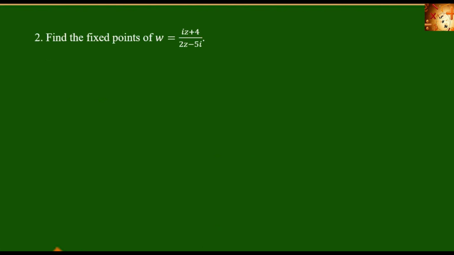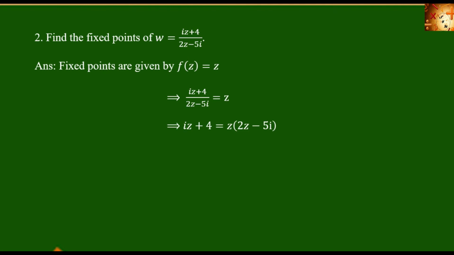Next problem, find the fixed points of w equal to iz plus 4 divided by 2z minus 5i. Here f of z equal to iz plus 4 divided by 2z minus 5i. So fixed points are given by f of z equal to z. So iz plus 4 divided by 2z minus 5i equal to z. On cross multiplication and simplification we get 2z square minus 6iz minus 4 equal to 0, which is a quadratic equation in z, which gives z equal to i and 2i. So i and 2i are the fixed points of iz plus 4 divided by 2z minus 5i.